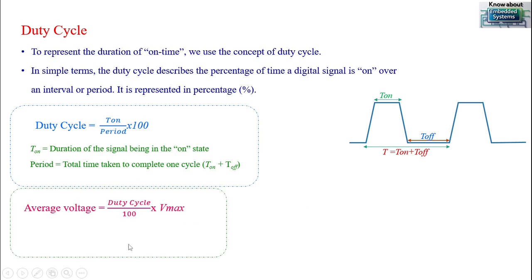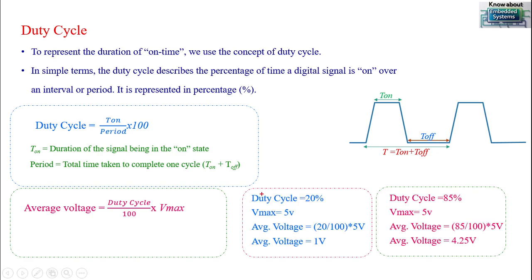Then we have one more important thing we have to understand, that is called average voltage. This is also duty cycle, and average voltage plays a very important role in a PWM. Average voltage is equal to duty cycle divided by 100 times Vmax. This is a simple formula to calculate average voltage. Vmax is nothing but the maximum output voltage.